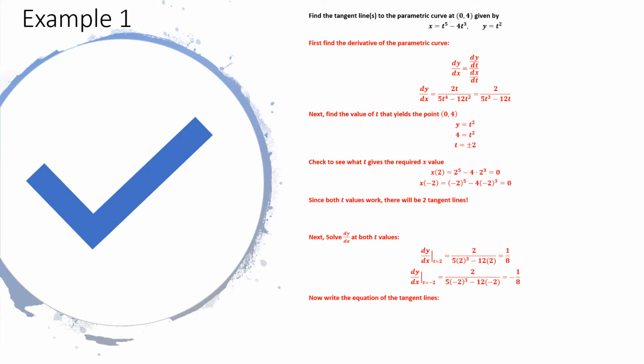So now to write out the equations of my tangent lines, I'm going to start with the t equals 2 one. And so I'm going to get y minus 4 equals 1/8 x minus 0, or 1/8 x. I can also write that if I wanted to as y equals 1/8 x plus 4. And then using the other one, I would have y minus 4 equals negative 1/8 x minus 0, or negative 1/8 x. And again, I don't have to, but I can rewrite that as y equals negative 1/8 x plus 4.